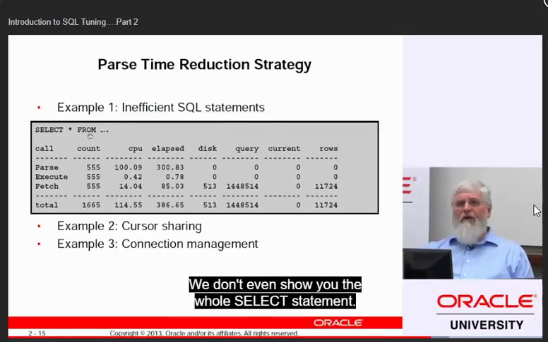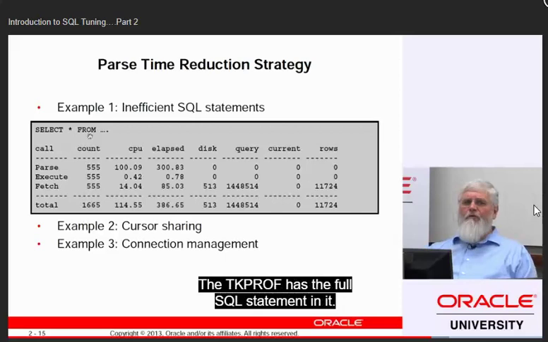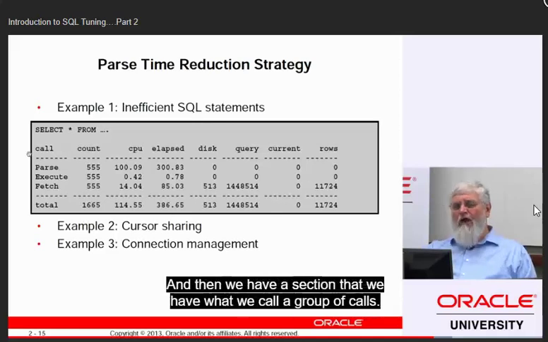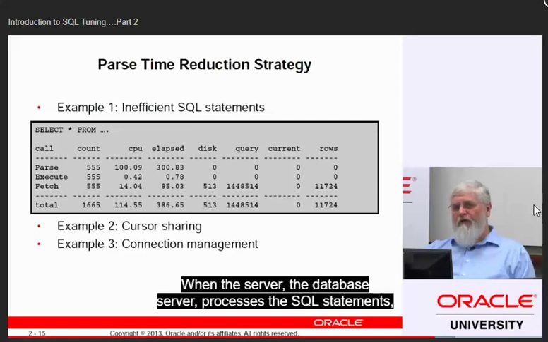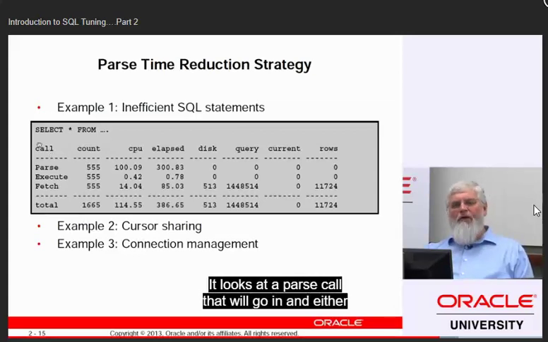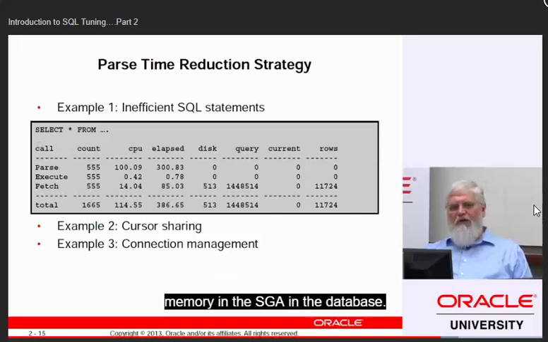And then we have a section that we call a group of calls. When the database server processes the SQL statements, it looks at three aspects. It looks at a parse call that will either build the initial execution plan into the shared memory in the SGA in the database, or it will look up an existing execution plan out of the shared pool. We'll have a look at the details of this, but just to give you an overview.